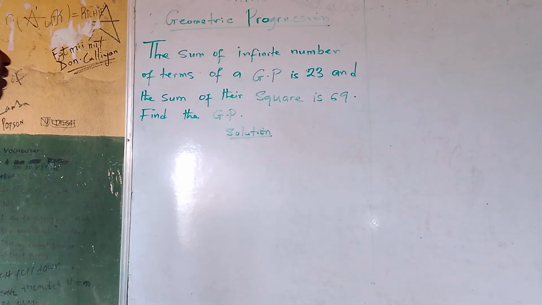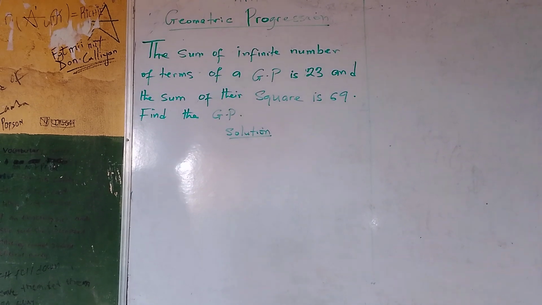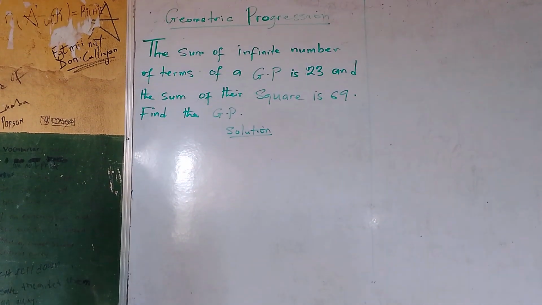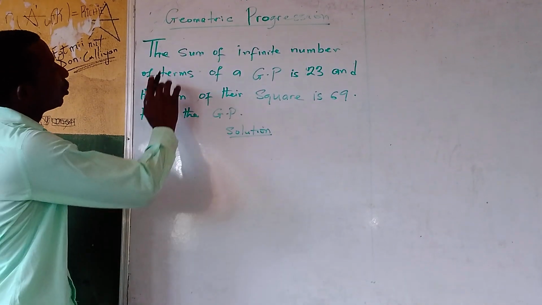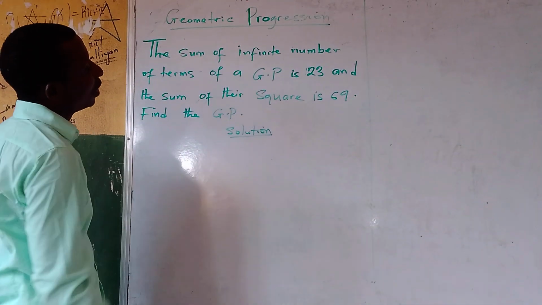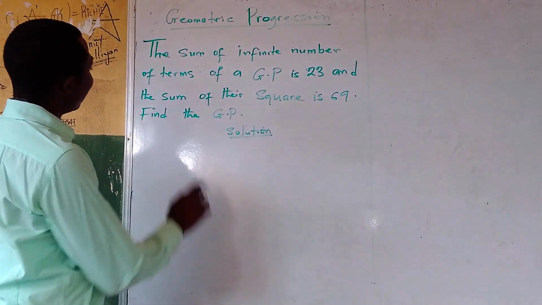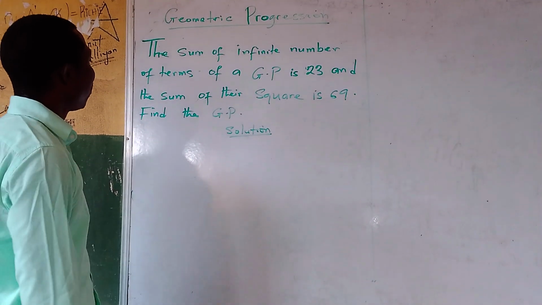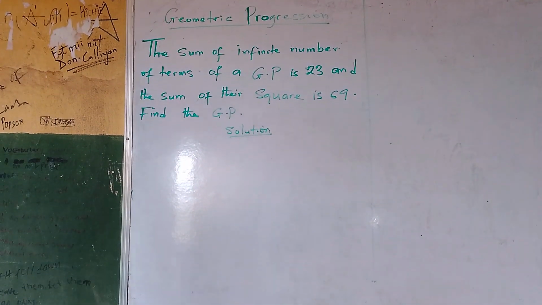Now today we are looking at geometric progression. So we have a question under geometric progression here. Now let's go through the question together. The sum of an infinite number of terms of a GP is 23 and the sum of their squares is 69. Find the GP.